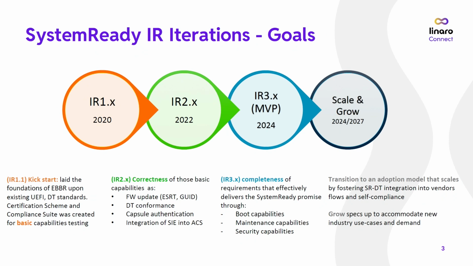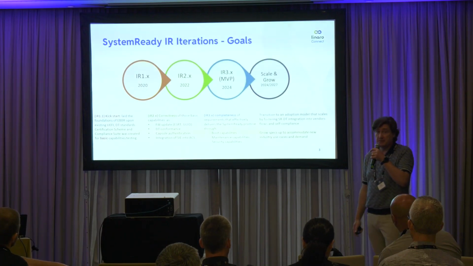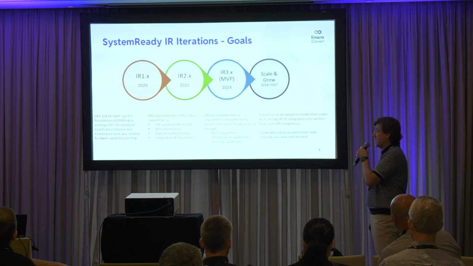On the second release in 2022, we aimed for correctness of those fundamental capabilities we laid in the first version. As an example, in the first version we were just working with capsule updates for firmware update, and that wasn't correct. What I mean is that we were missing things like ESRT, a GUID, and so on. So in this second release we aimed for the correctness of those fundamental capabilities we were testing in the ACS.